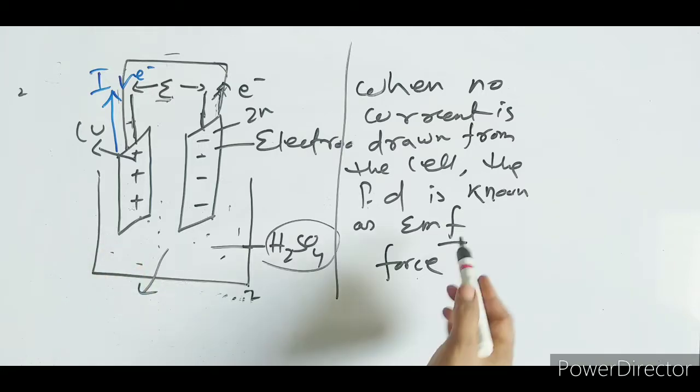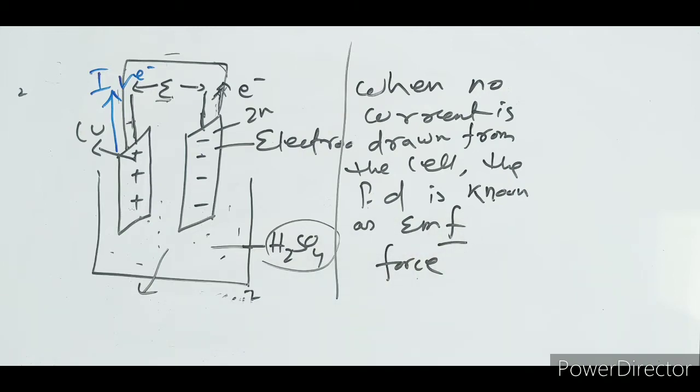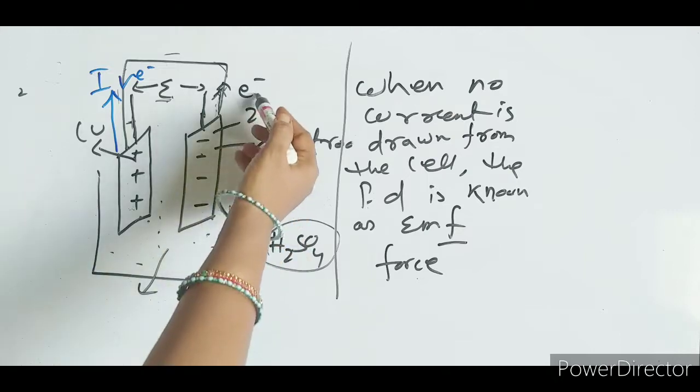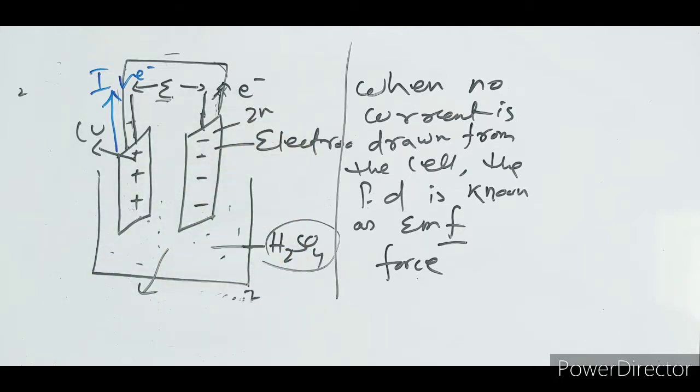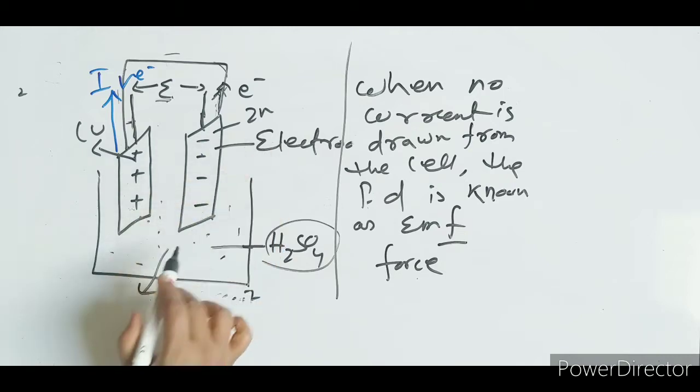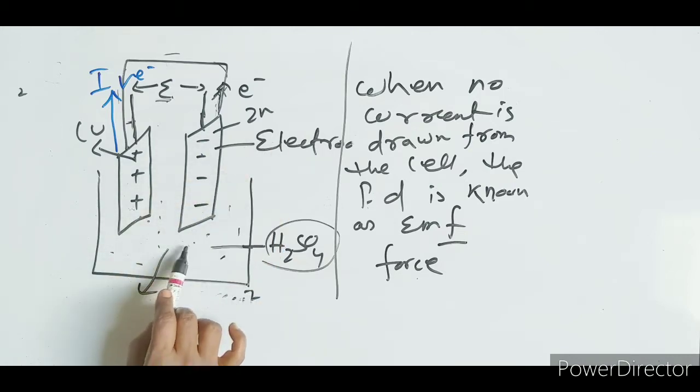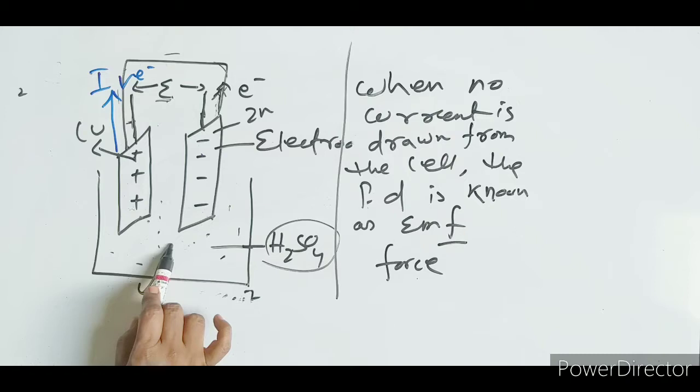So here what happens with this EMF? Whenever this electron is moving, where is it getting energy from? It gets energy from the chemicals present here. Whatever chemical reaction is taking place, from there the electrons are getting energy to move. Understood? So here what we can say about this electron.